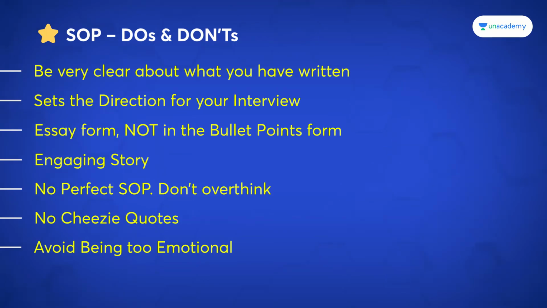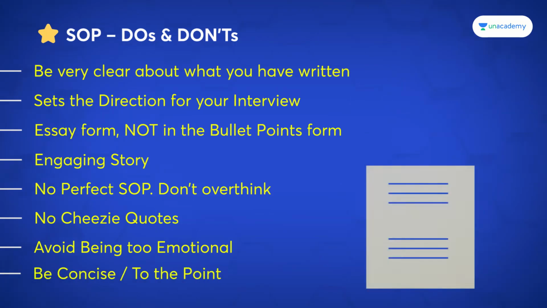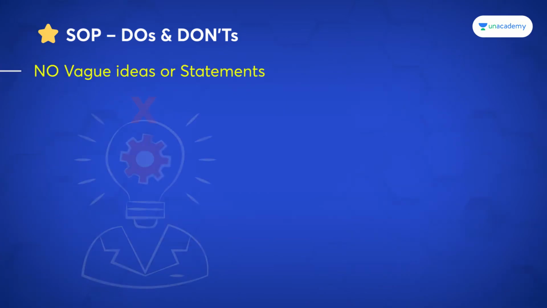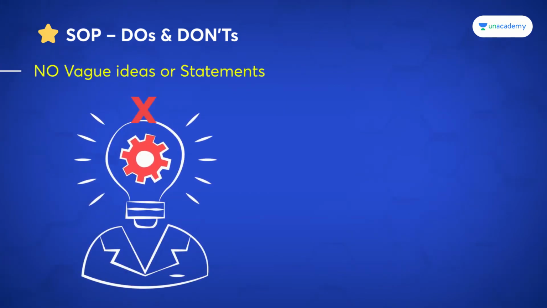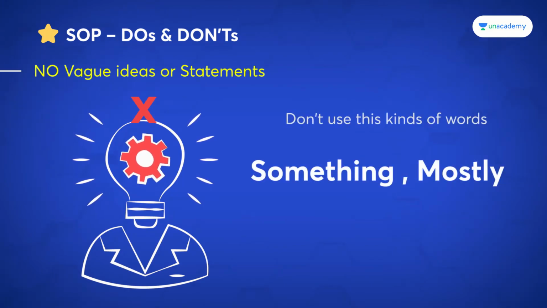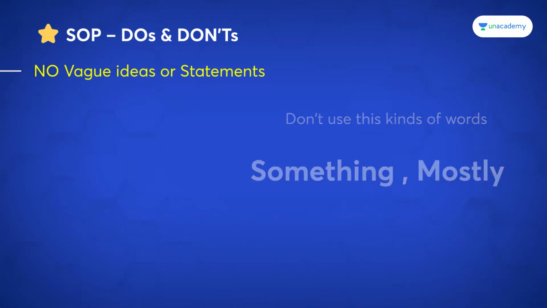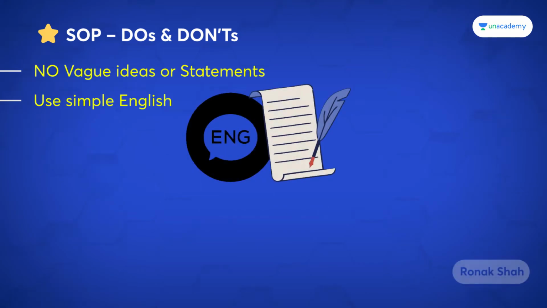The next thing that you need to keep in mind is try to be concise and to the point without getting into much of details. So be as crisp and concise as possible. Do not convey vague ideas, be very clear and convey it clearly. For example, students mention it like this: I want to do something in finance. So don't use this kind of words, something, mostly, and so on and so forth. Then I'll suggest that you use simple English, no need to use heavy words.